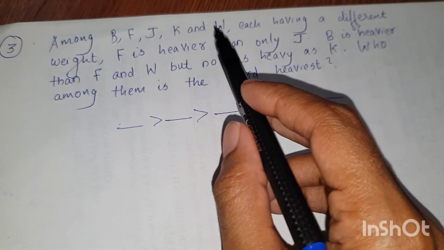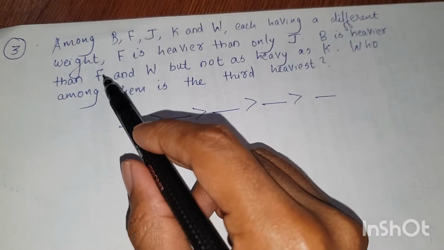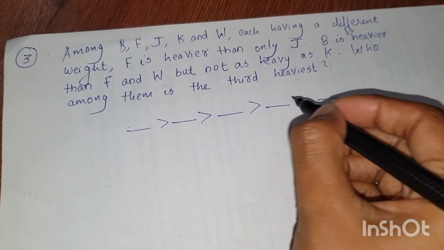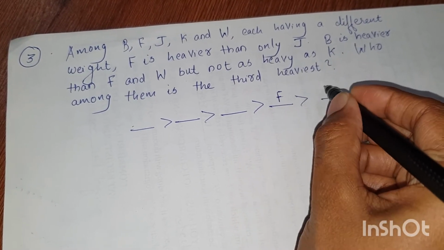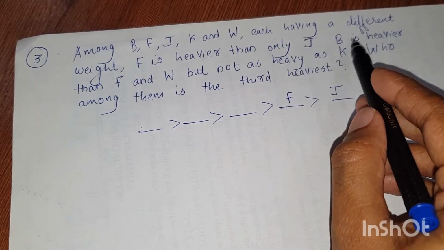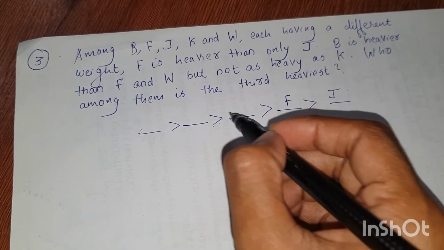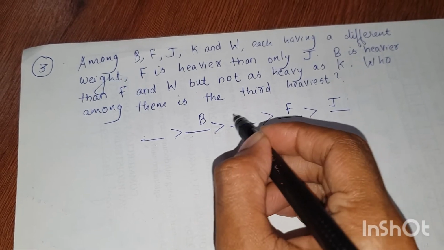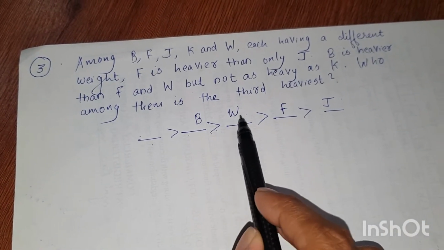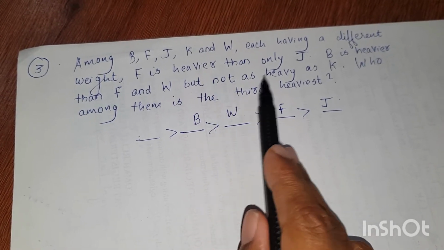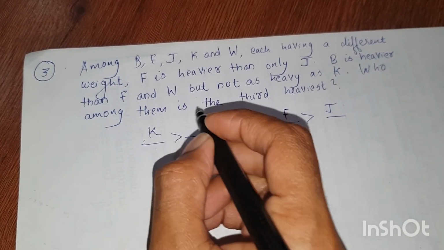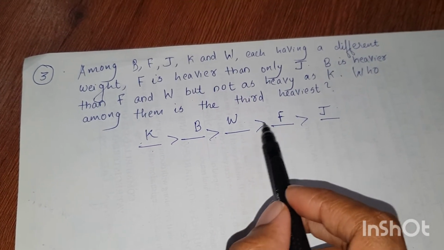Among B, F, J, K and W, each having a different weight, F is heavier than only J. That means F is lighter than the other three. Now B is heavier than F and W, so W should come here, right? B is heavier than F and W but not as heavy as K. That means B is not as heavy as K but it is heavier than F and W.